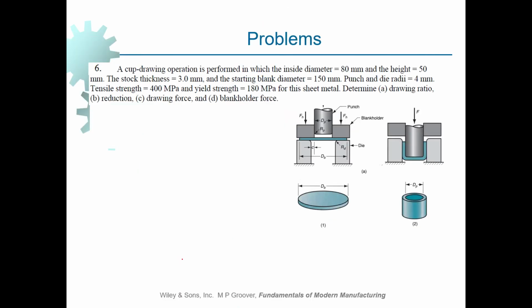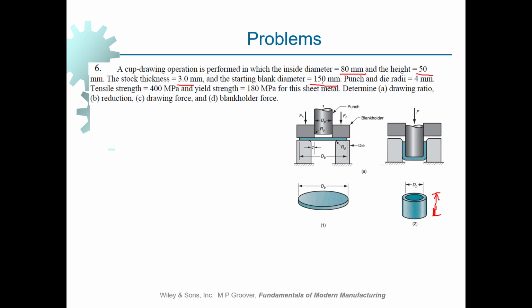Okay, moving on to the next problem. A cup drawing operation is performed in which the inside diameter is this much. This is indeed the punch diameter, dP, and the height of the shell is also given. This is the height of the shell after it is drawn into the die opening, which is h. The stock thickness T is 3 millimeters. The starting blank diameter is 150 millimeters.